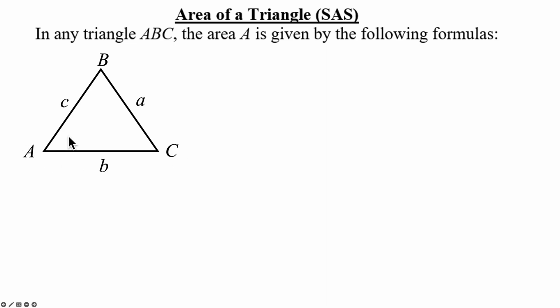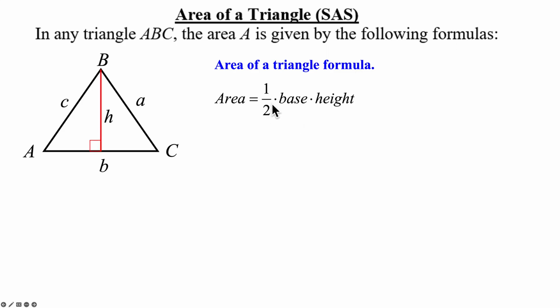Again, notice here's angle A, opposite of that is little a, capital B angle, little b, capital C angle, little c. The area of a triangle formula is area equals 1/2 times base times height. Okay, so I need to drop in the height. So I'm going to go from B, perpendicular down to AC. There's my right triangle on the left, right triangle on the right. Doesn't matter which one you use, but we have to find the height.